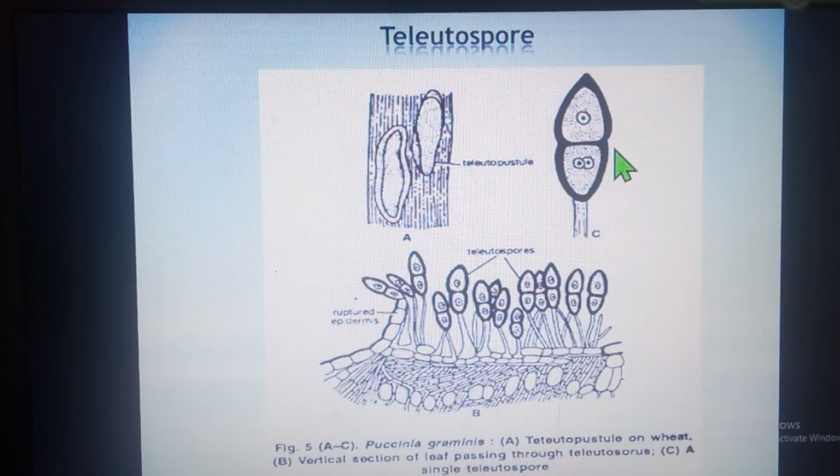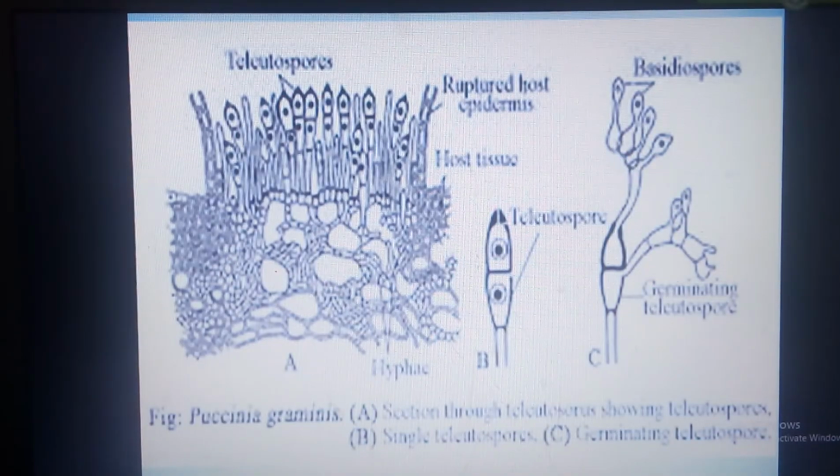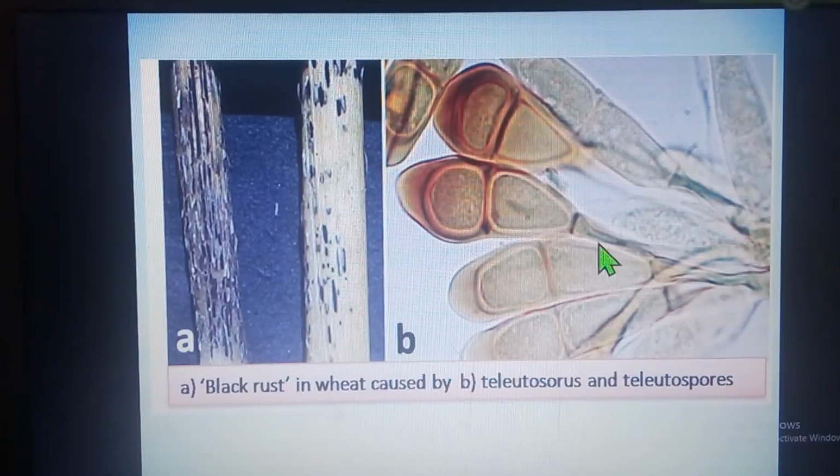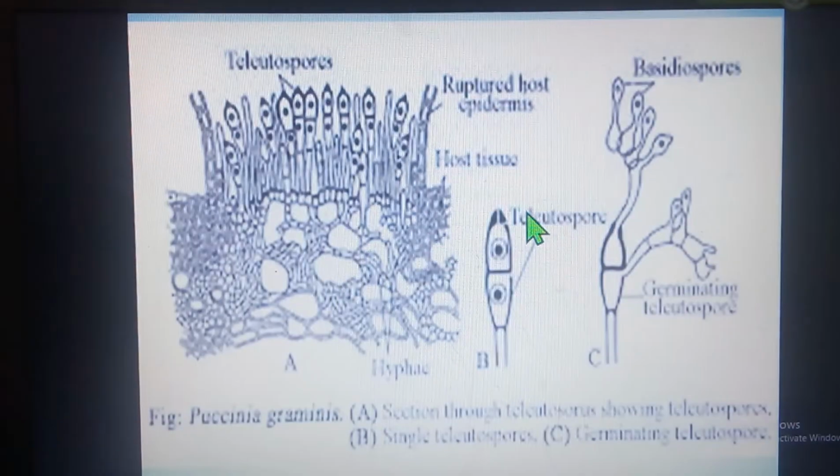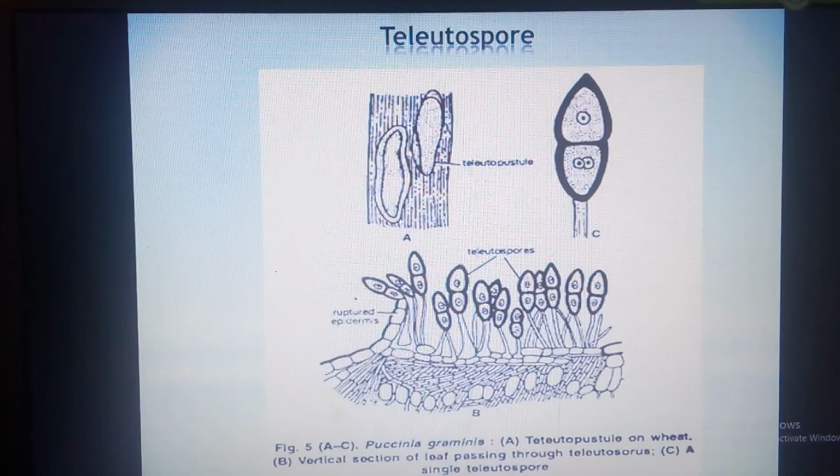Now the spore, let me show you this microscopic slide. The spores are chestnut brown in color, and they measure about 15 to 20 micrometer by 40 to 46 micrometer. Now each cell is dikaryotic, having one germ pore.